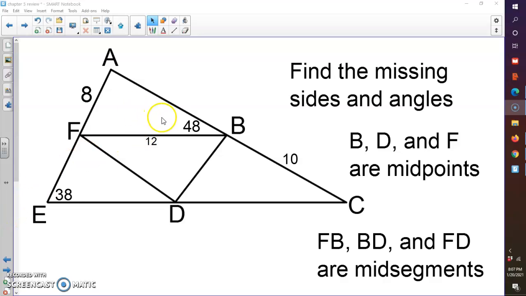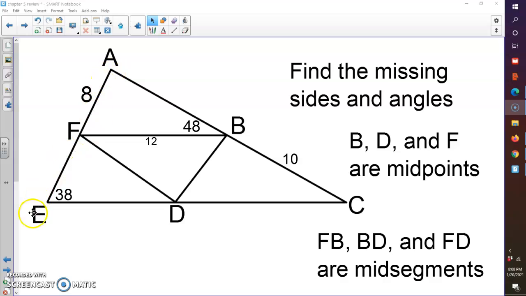All right, guys, we're going to try and do this video doing the problems as I'm going along instead of dictating over my work. So first we're going to assume in this picture that BD and F are midpoints, and therefore FB, BD, and FD are midsegments. So one of the rules we know is that FB, being a midsegment, has to be parallel to EC.